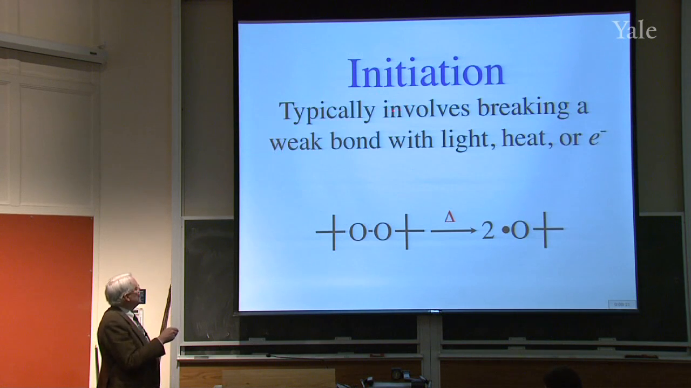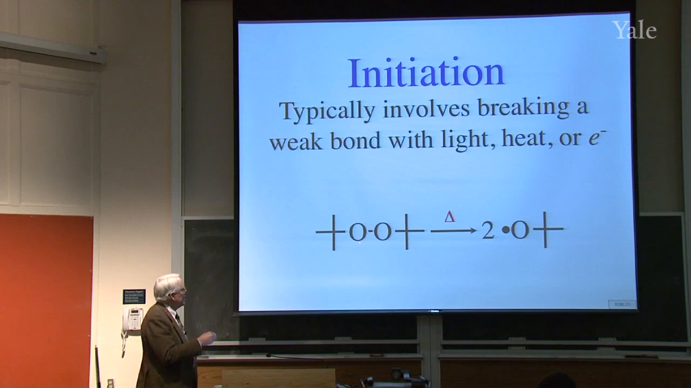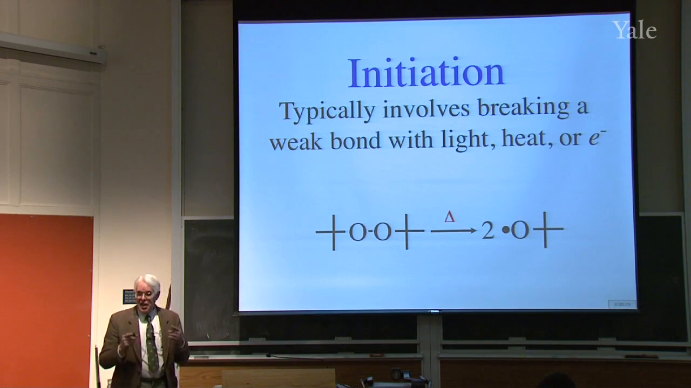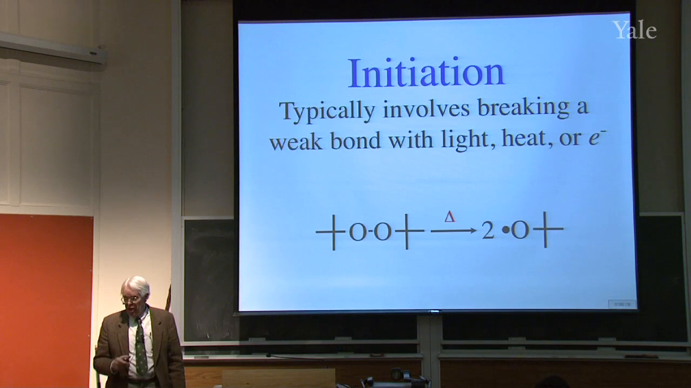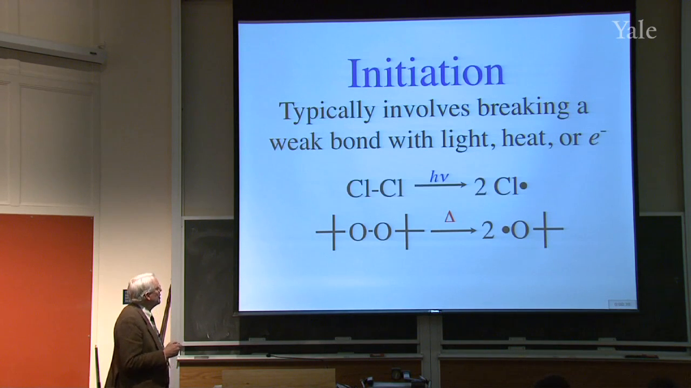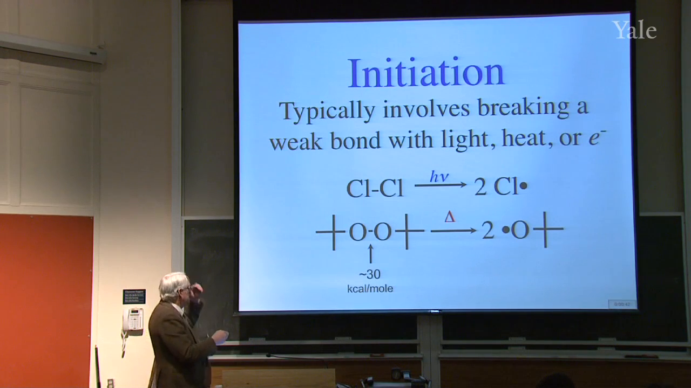Okay, so initiation typically involves breaking a weak bond with light, heat, or adding an electron, or sometimes taking away an electron. So with heat, you can take a weak bond and break it to get two radicals. The oxygen-oxygen bond is unusually weak, as we're going to be discussing not long from now. Or you can use light. We talked about this last semester already. Take an electron that's in sigma, put it in sigma star, and the chlorines will come apart. This one has an energy of 30 kilocalories per mole.